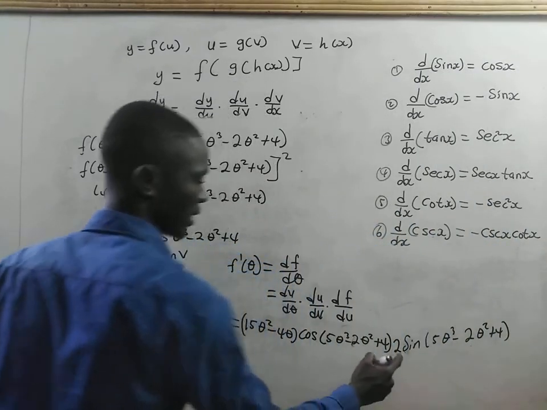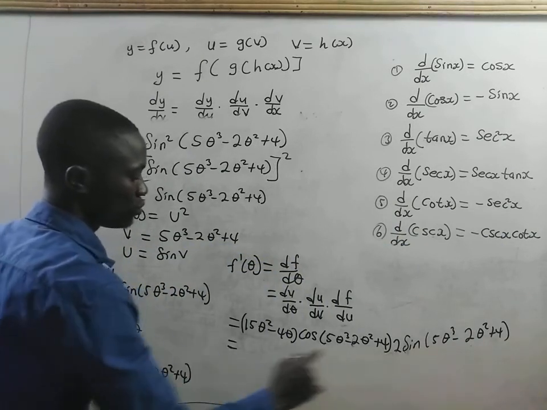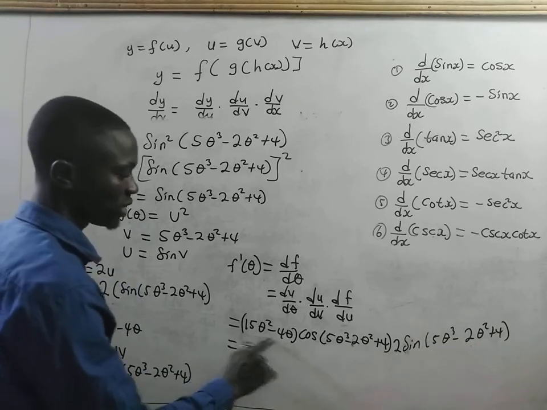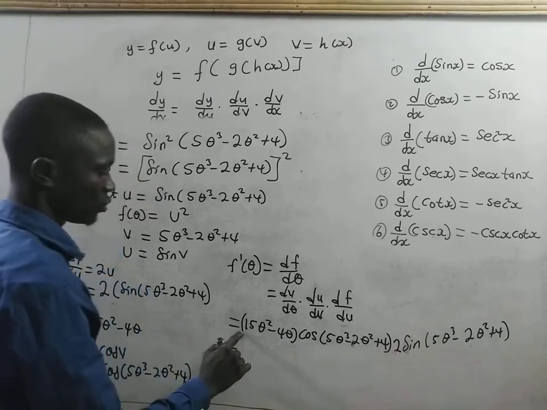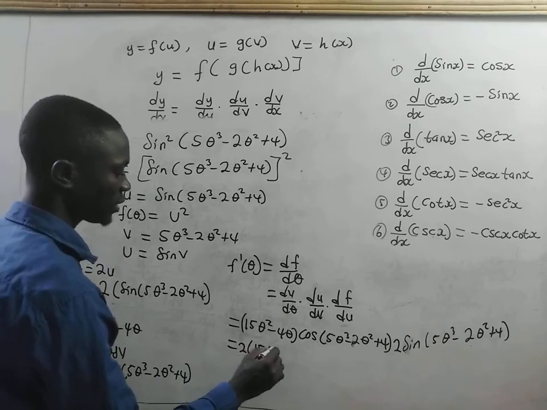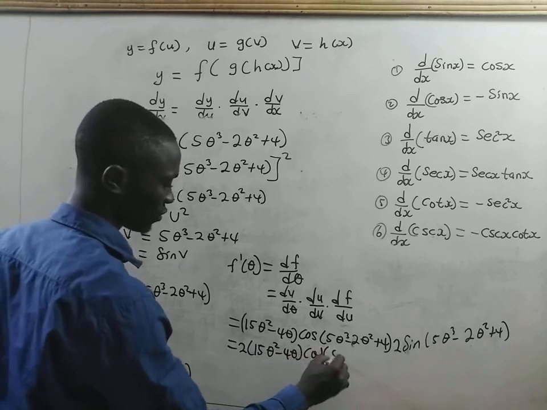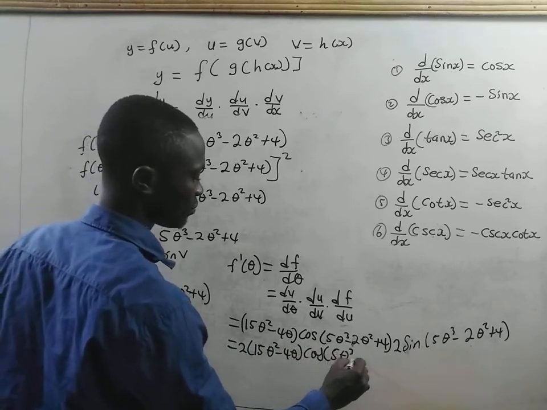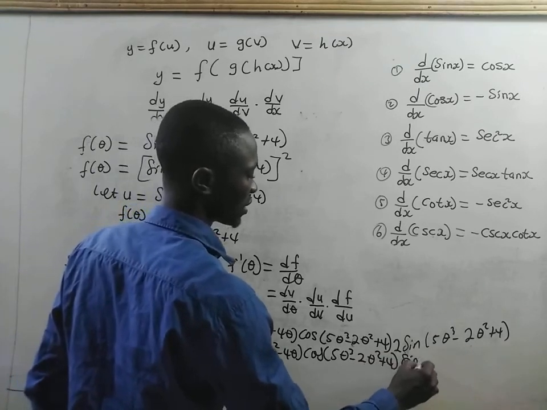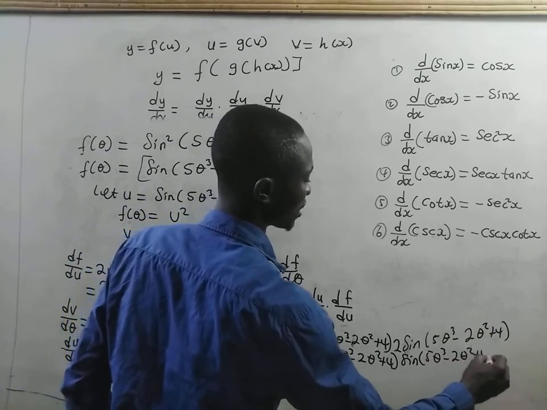So we can rearrange. That's 2. We can multiply the whole of this. So we can either multiply 2 by 15 by 4, or we can put 2 in front. So let's multiply 2 inside. So 2, we'll multiply everything. So we have 2 times 15 times theta squared minus 4 times theta times cosine of 5 theta cubed minus 2 theta squared plus 4 times sine of 5 theta cube minus 2 theta squared plus 4.